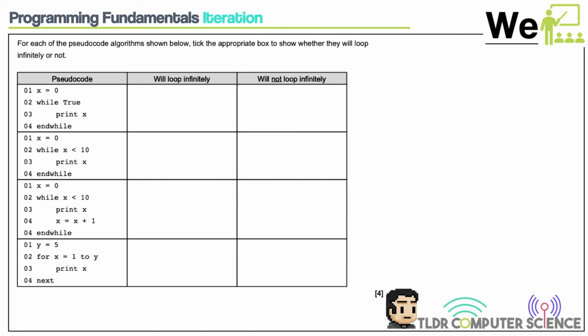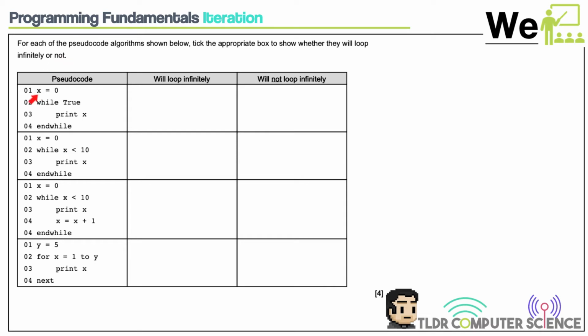In this one here, it's asking us to identify whether it will loop infinitely or not. So it's asking us to review logic-controlled loops. You can see this one here, this one here, and this one here are all logic controlled. That one there is count controlled, so we know instantly it can't go on infinitely because of the way it's written, unless there's a logic error. All right, let's have a look. For each of the pseudocode algorithms shown below, tick the appropriate box to show whether they will loop infinitely or not.